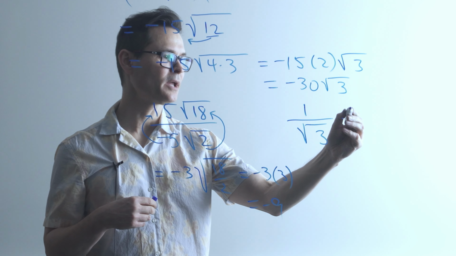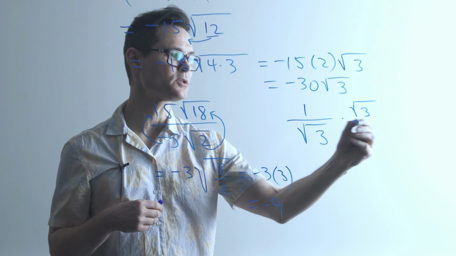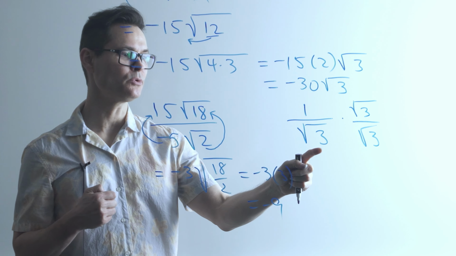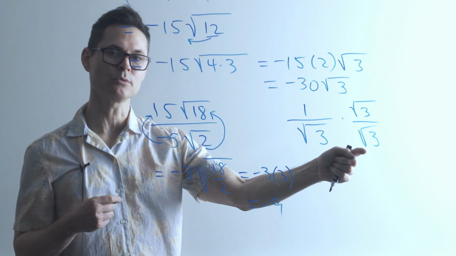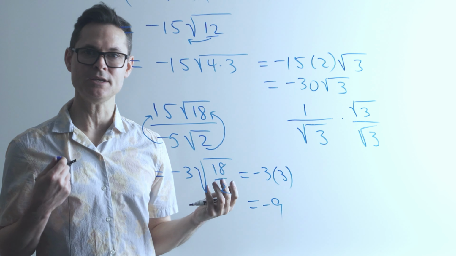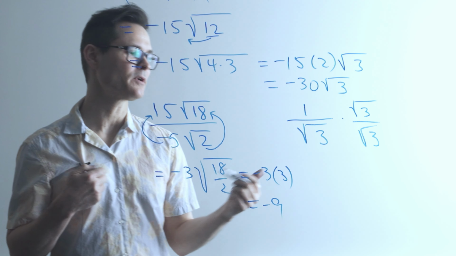So what we do is multiply by 1 by multiplying both the top and the bottom by root 3. If that had been root 2, we would have chosen root 2 over root 2. And notice that root 3 over root 3 is just 1. It doesn't change the number. It makes it look different, and that's it.